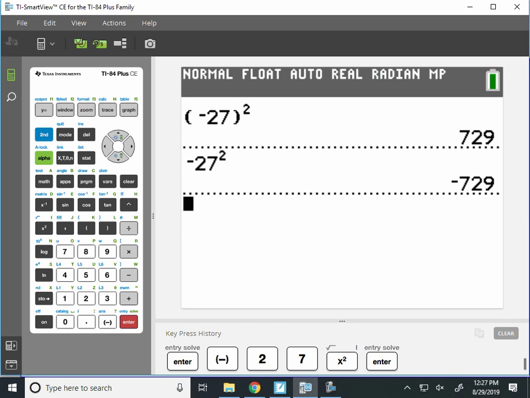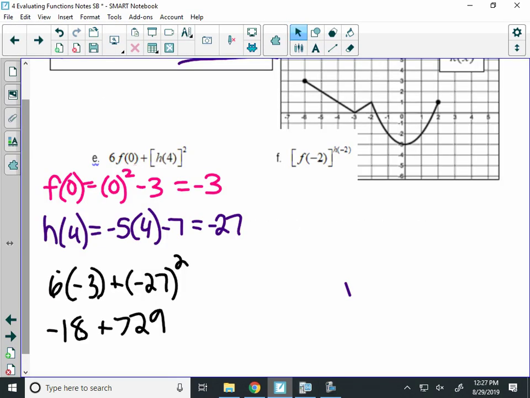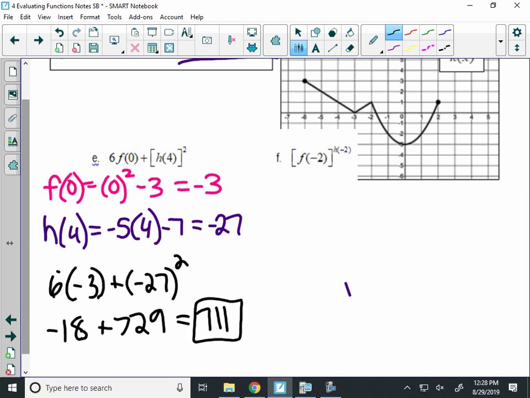So when you put a number in your calculator that you are trying to square, make sure there are parentheses. Or, when you square a number, what kind of answer will you always get, positive or negative? Positive. So does it matter if you square negative 27 or positive 27? No, so if you're squaring a number, you can always just type it as positive, you'll get the same answer, and then you won't have a negative problem. Alright, back to the problem there. What's negative 18 plus 729? 711. There you go. And that's the output.